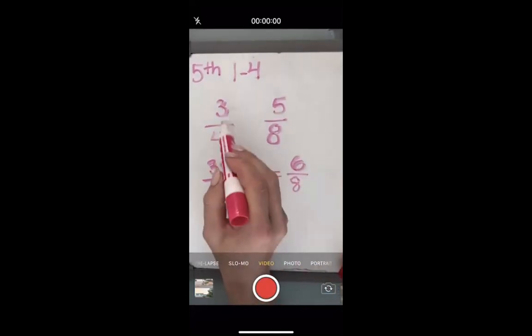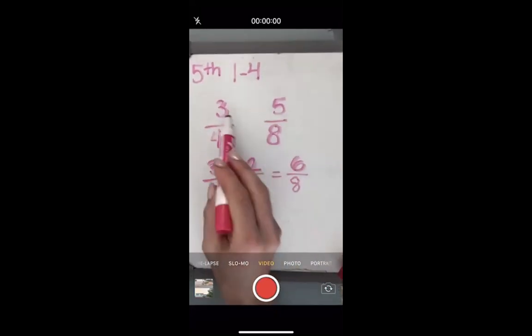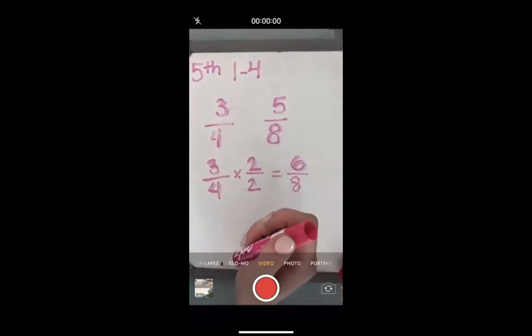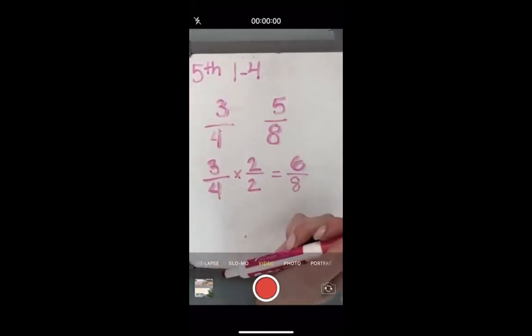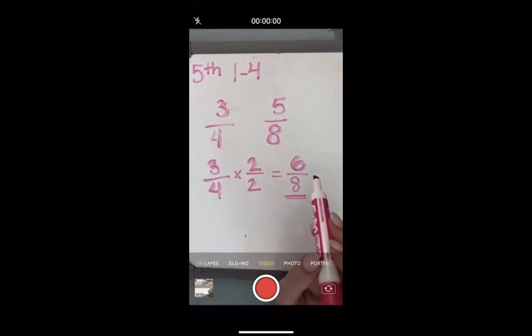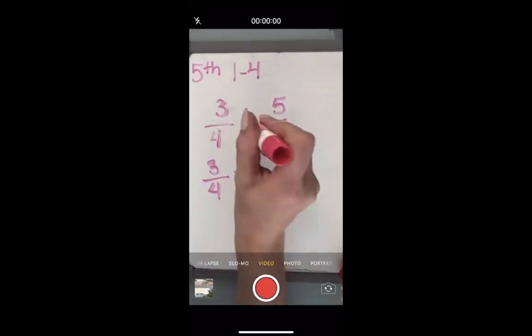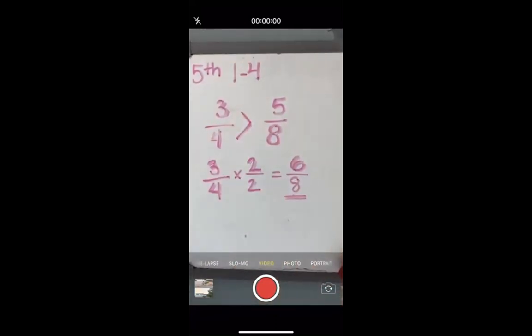So it's funny, if you look at this, immediately off the bat, you might think, okay, well, 3 is smaller than 5, 4 is smaller than 8. Obviously, this is the bigger fraction. But when you find this common denominator using multiplication, you'll see that 3/4 is actually 6/8. It's actually bigger. You could verify this and double check if you wanted to draw a diagram, a tape diagram.